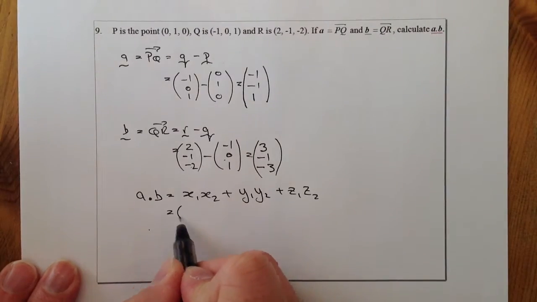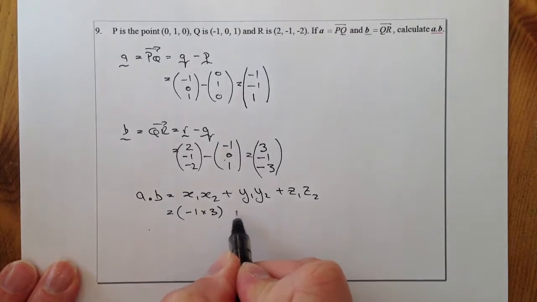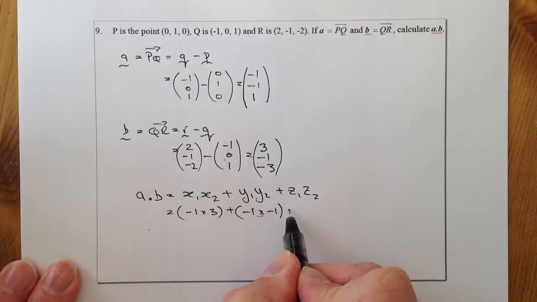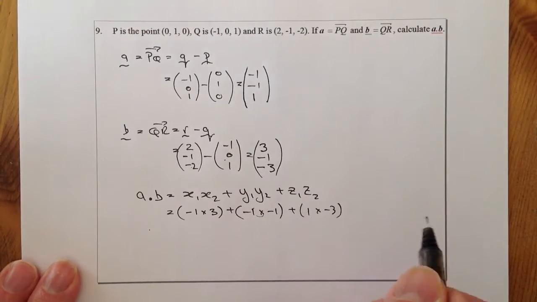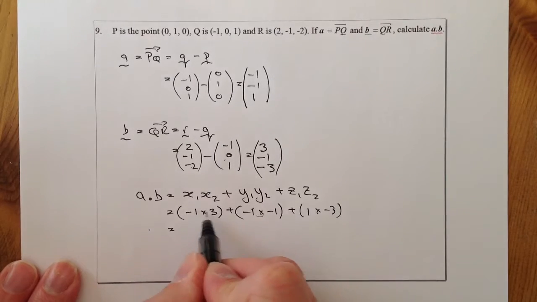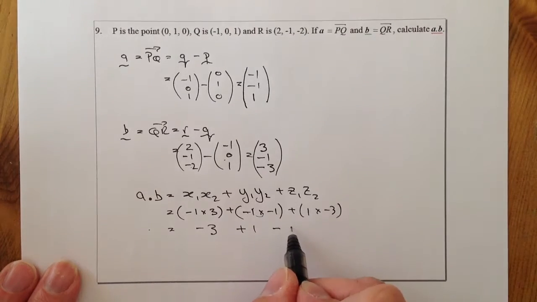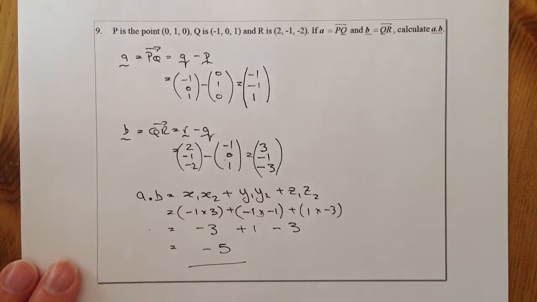Okay, so here we go, x1, so it'll be minus 1 times 3. I'm going to add on to that minus 1 times minus 1, and then I'll add on to that 1 times minus 3. From there, let's just multiply that through. So I've got minus 3 here, minus 1 times minus 1 is going to be a plus 1, and I've got a minus 3 here. Gathering that all up at the end, that should give me an answer of minus 5.